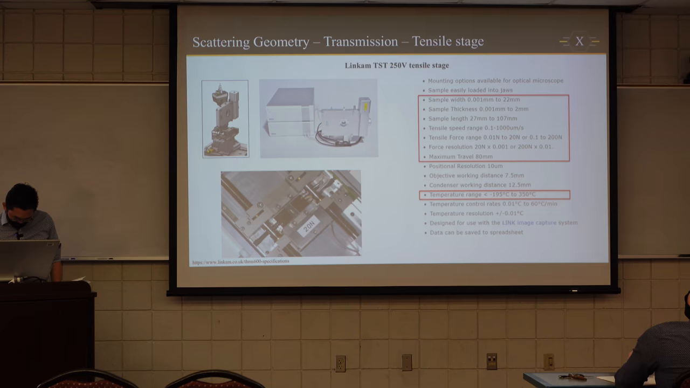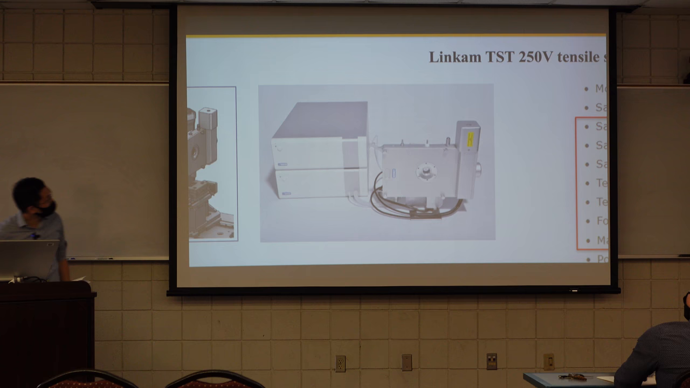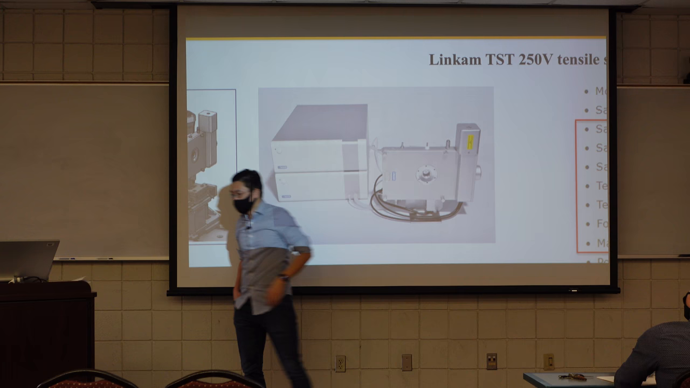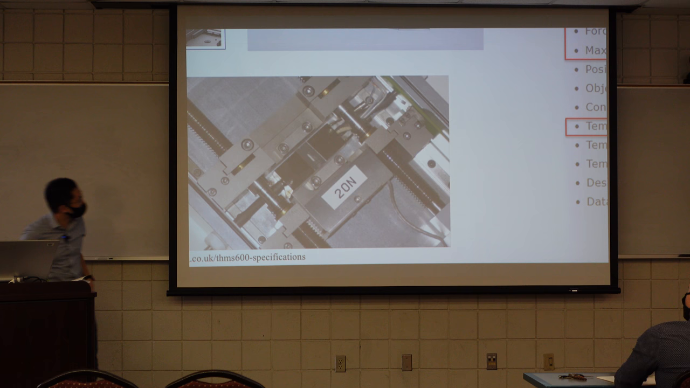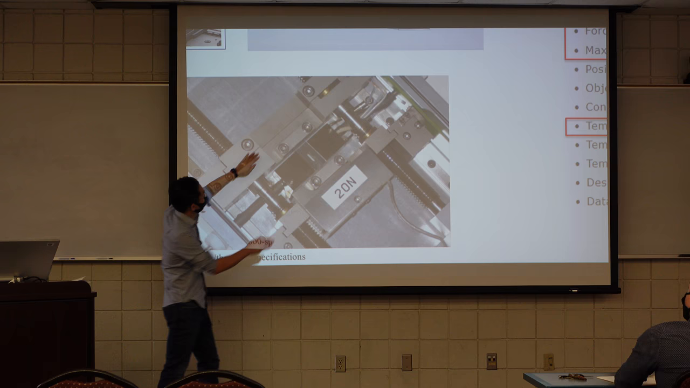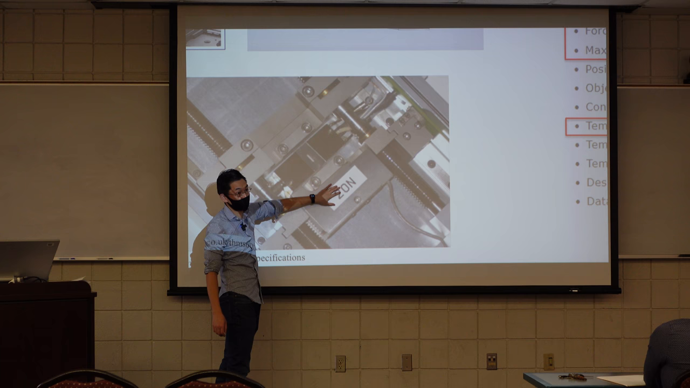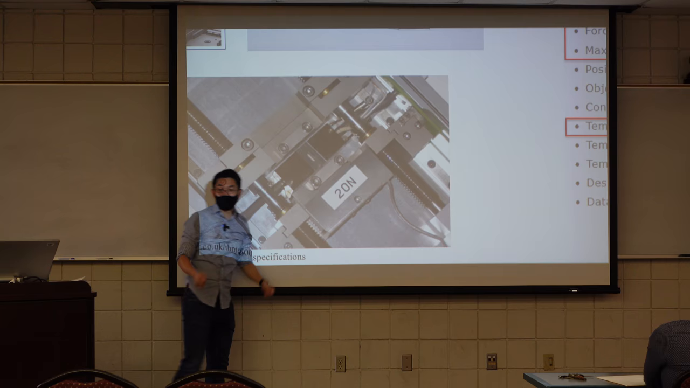So this is a picture of our tensile stage on the show here, manufactured by Lincoln. If you open this particular cover, you will see what's inside. It's basically a very nice linear stage. It has two sets of linear stage. So the sample will be mounted in the center. They have a load cell, which measures how much force is happening in the sample. Then you can pull the sample in the uniaxial direction at the same time.